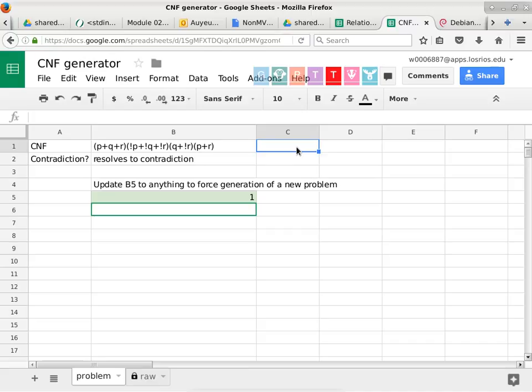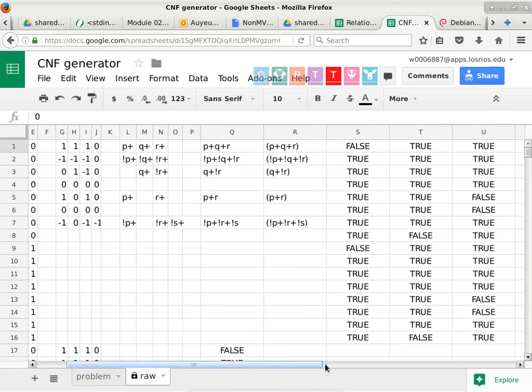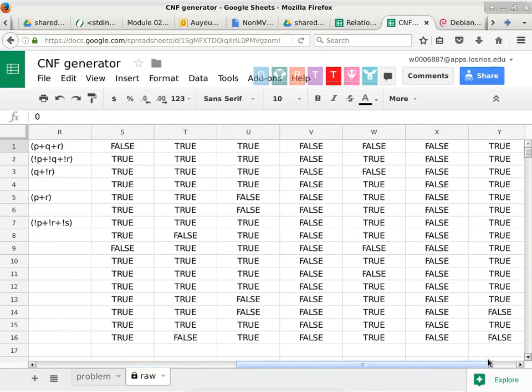But how do I know this one will resolve to a contradiction? Because of the truth table. Because in the raw part, I basically worked out each individual clause, and eventually it will resolve to a false.